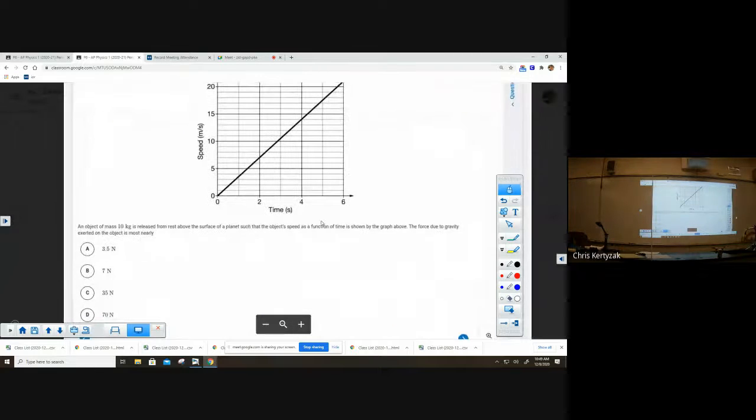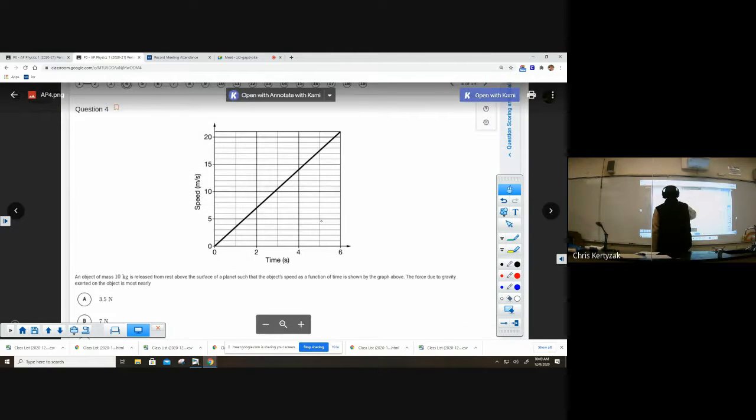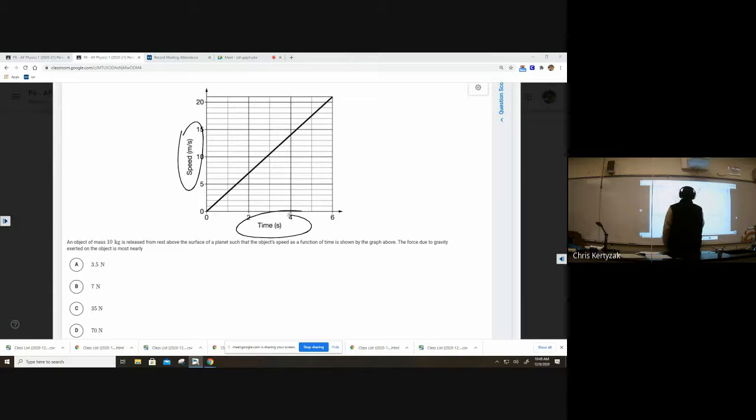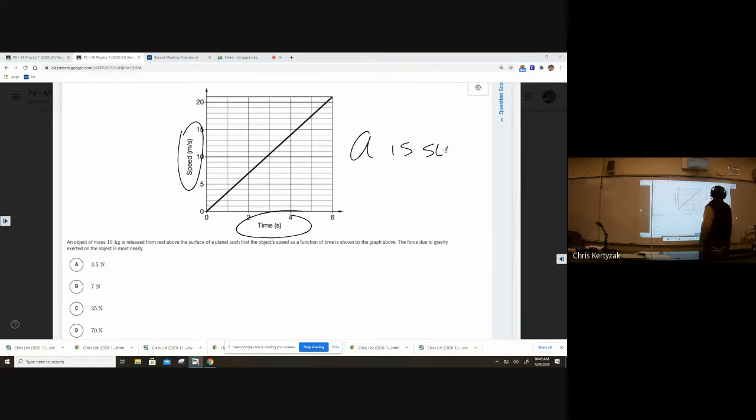An object of mass 10 kilograms is released from rest above the surface of a planet. Force of gravity exerted on the object is most nearly. So this is a speed versus time graph, right? For a speed versus time graph, the rate of change of speed with reference to time is acceleration, right? So the acceleration is the slope of this graph.